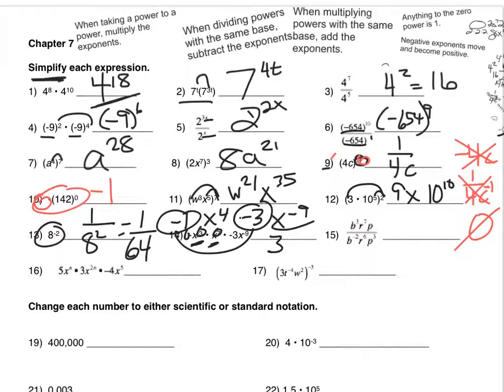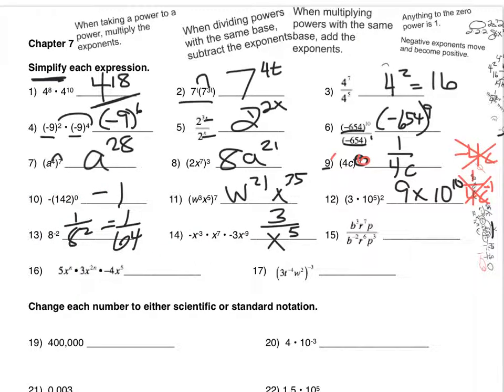And now we have x to the negative 9th and x to the 4th, which is x to the negative 5. Well, negative exponents move and become positive, so I'm going to put a fraction bar and put x to the positive 5 on top there. So let me pause the video and rewrite that so you can get the correct answer. Okay, for number 14 then, we have 3 over x to the 5th.